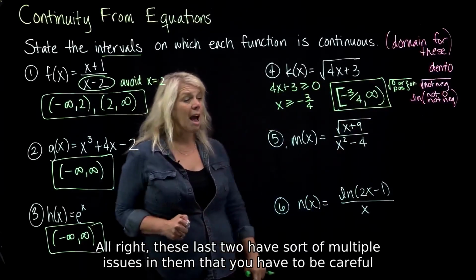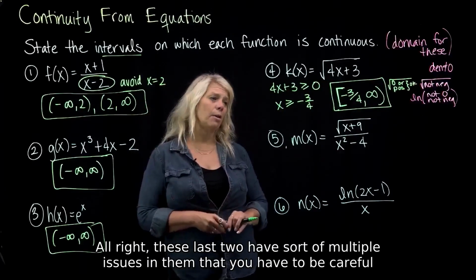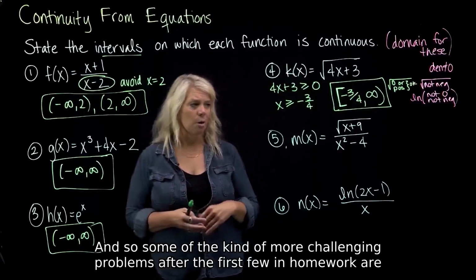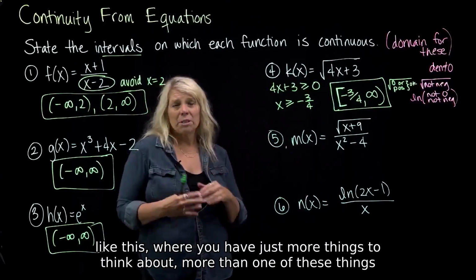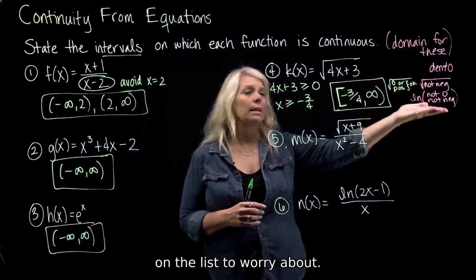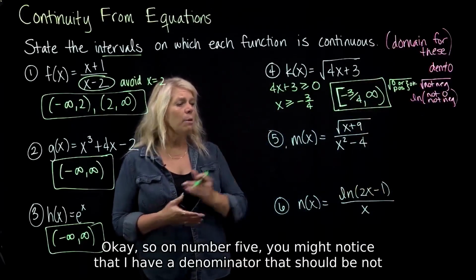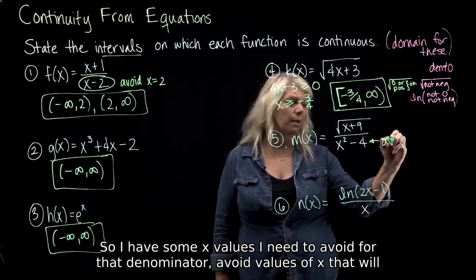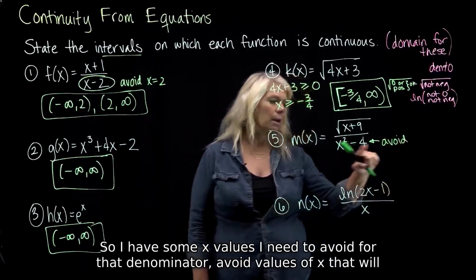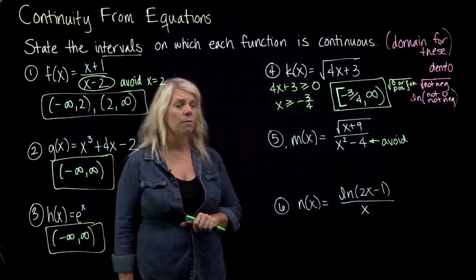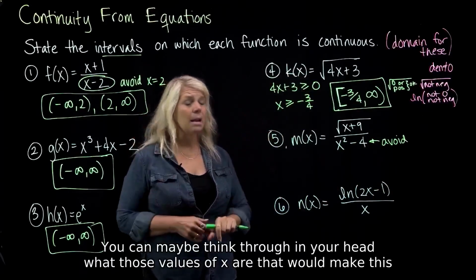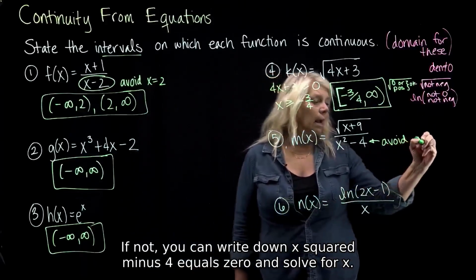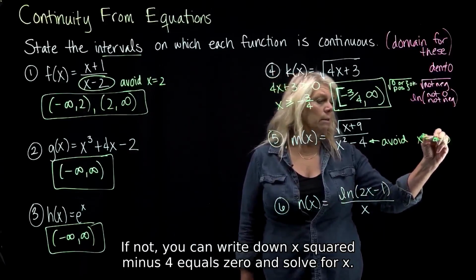All right, these last two have sort of multiple issues in them that you have to be careful about. And so some of the more challenging problems after the first few in homework are like this, where you have more things to think about, more than one of these things on the list to worry about. Okay, so on number 5, you might notice that I have a denominator that should be not 0. So I have some x values I need to avoid for that denominator, avoid values of x that will make that denominator 0. You can maybe think through in your head what those values of x are that would make this denominator 0. If not, you can write down x squared minus 4 equals 0 and solve for x.